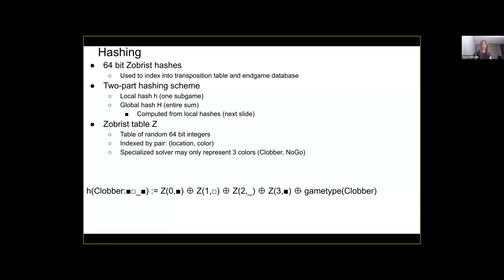An important note is that a specialized solver might only have a few colors indexable in the table, like black, white, and empty. But MCGS's table allows arbitrary integers that are 128 bits or less. This will come up on the next slide.